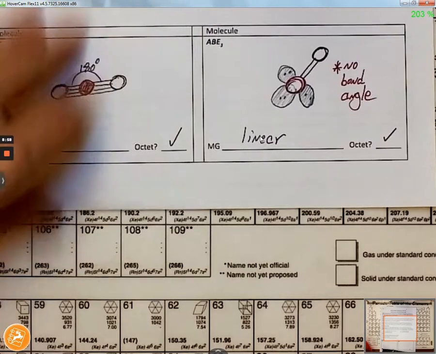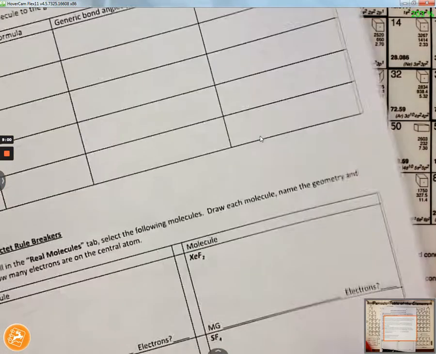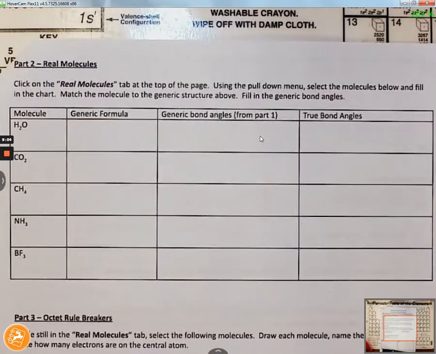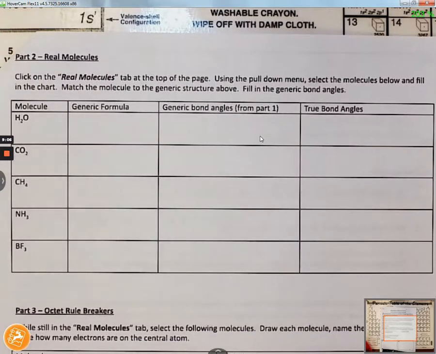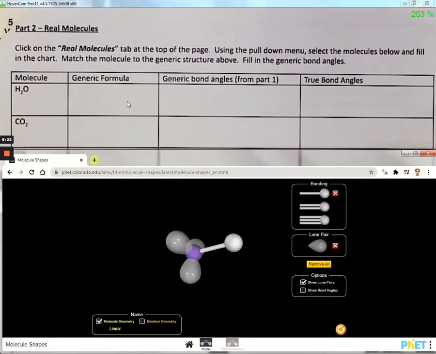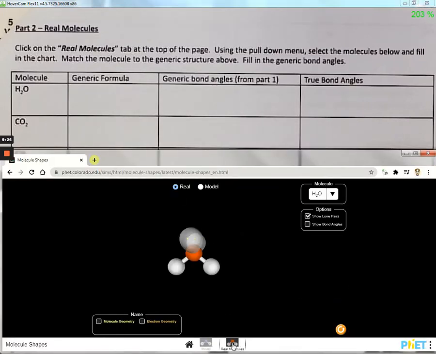Now let's take a look at the 3rd page, we're given part 2, real molecules. So it wants us to click on the real molecules tab, use the pull down menu, select the molecules below, and fill in this chart. Okay. Well, let's start with one we've seen before. Let's start with H2O. So let me bring my lab back up. I'm going to click real molecules. It's actually at the bottom, not at the top. And hey, sure enough, H2O is the first one that they pull up.